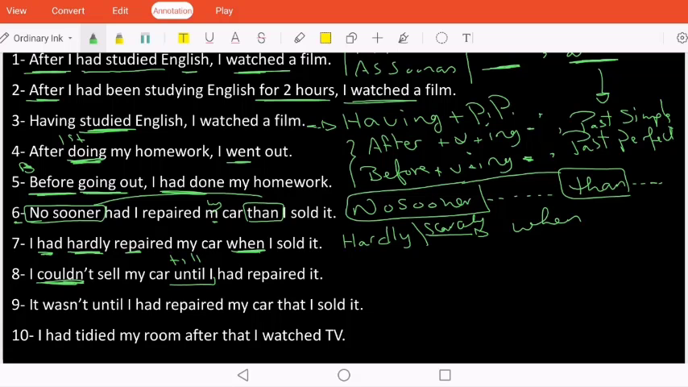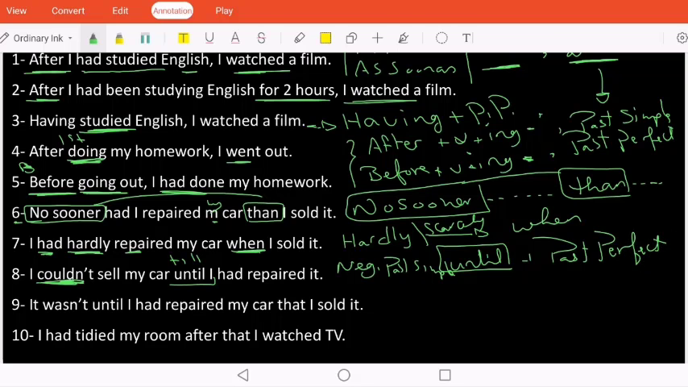Okay, so: I couldn't sell my car. Couldn't here indicates negative past simple. Until I had repaired it. So the word until, when used in the middle of the sentence, is preceded by a negative past simple tense. Okay, and please pay attention to that. Negative past simple doesn't necessarily mean didn't plus infinitive. It could be couldn't, it could be wasn't or weren't, it could be wouldn't, and it could be didn't plus infinitive. Then we follow it by past perfect tense.